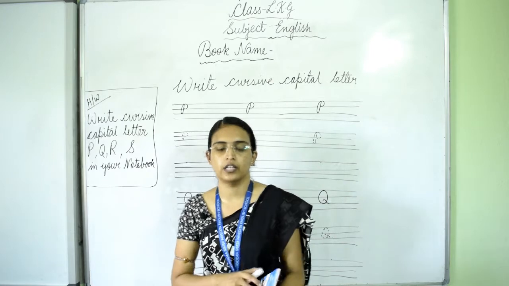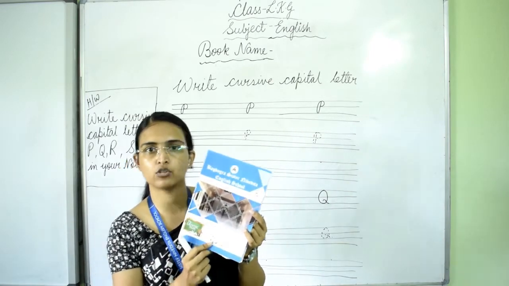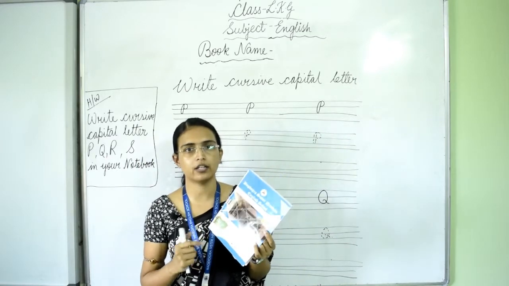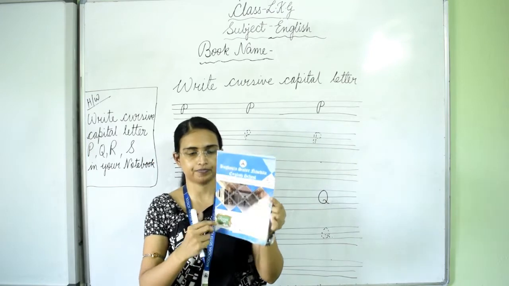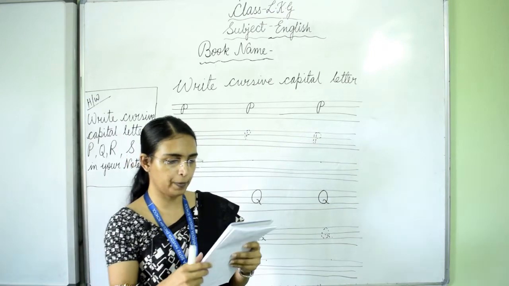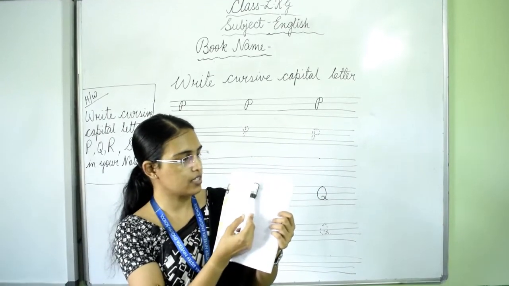Hello students, now take out your English notebook or English copy. You have two copies, one is English CW and another one is HW. Take out your CW copy, this one. Now come to a new page and write here date and CW.